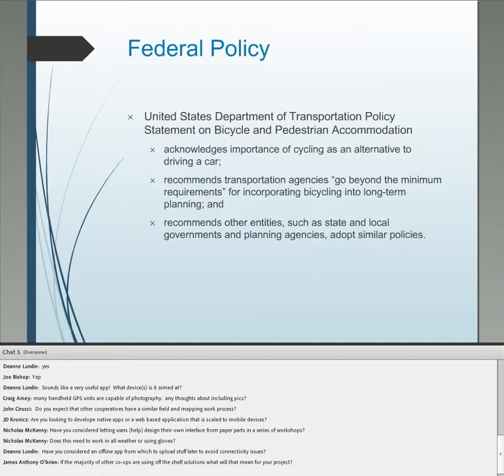So at the federal level, the United States Department of Transportation has a specific policy statement regarding cycling and pedestrians. Basically, they acknowledge that infrastructure specific to bicycles or pedestrians is equally as important as infrastructure for vehicles. Then they have minimum recommendations for design features to maximize bicycle and pedestrian safety. Not only do they have those minimum recommendations, but they recommend that municipalities and transportation planners and other agencies go beyond the minimum requirements as a way to ensure that long-term transportation demands can be met.